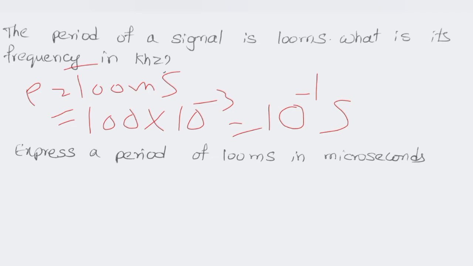We know that period equals 1 by frequency, so frequency equals 1 by period. That is 1 by 10 power minus 1 hertz, which equals 10 hertz.